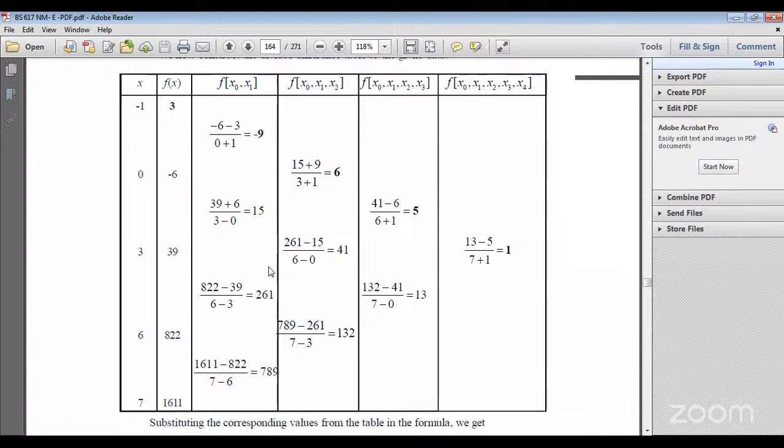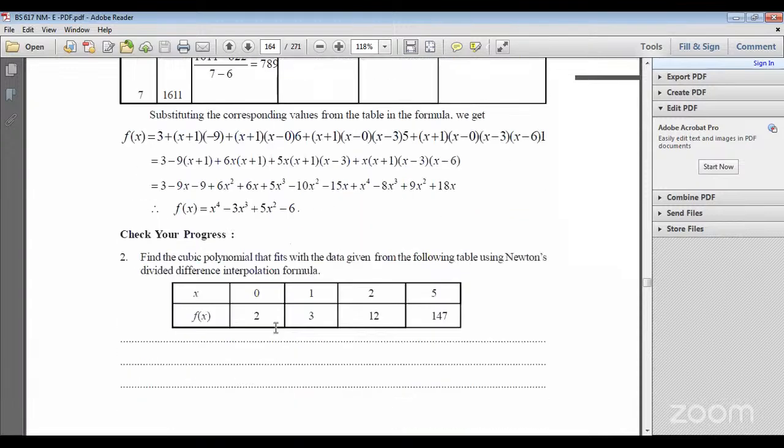Then the next column: 15 plus 9 divided by 3 plus 1, then 261 minus 15 divided by 6 minus 0, then 789 minus 261 divided by 7 minus 3. Then 41 minus 6 divided by 6 plus 1, then 132 minus 41 divided by 7 minus 0. Therefore 13 minus 5 divided by 7 plus 1. We are taking these values here.